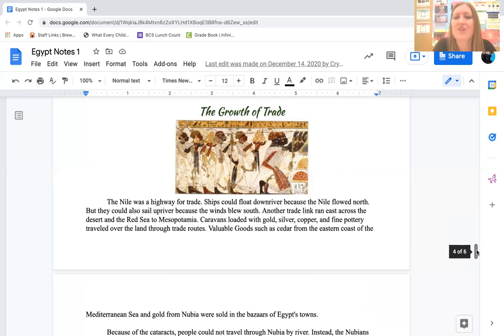Another trade link ran east across the desert to the Red Sea to Mesopotamia. Caravans loaded with gold and silver and copper and fine pottery traveled through the trade routes on land. Valuable goods like cedar from the eastern coast of the Fertile Crescent, right? Mediterranean. We would call that Phoenicia, right? So cedar trees from the cedar forest, and gold from Nubia were sold in the bazaars of Egypt's towns. Bazaars, just that word we use for marketplace.